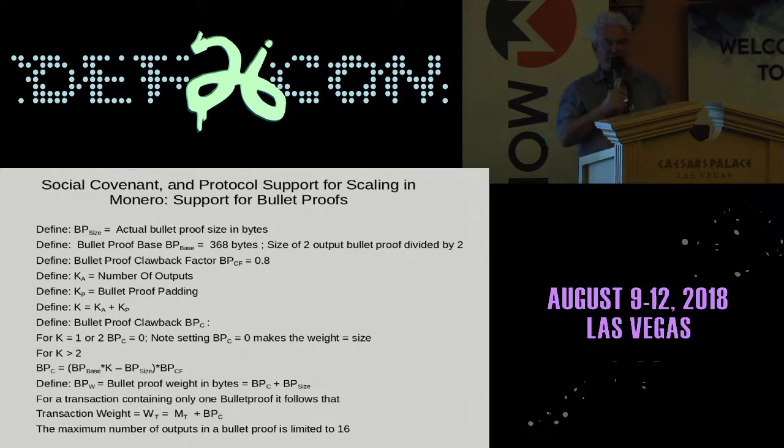And by clawing it back, I'm saying you're not really getting that benefit. I'm only going to give you about 20%. So this creates this term, which is linear in K. I can show you, which is BP base times K down here. And that effectively deals with this attack vector. The other element of it, of course, is that the maximum number of outputs in a bulletproof is limited to 16, so you can really prevent any kind of attack from this angle.